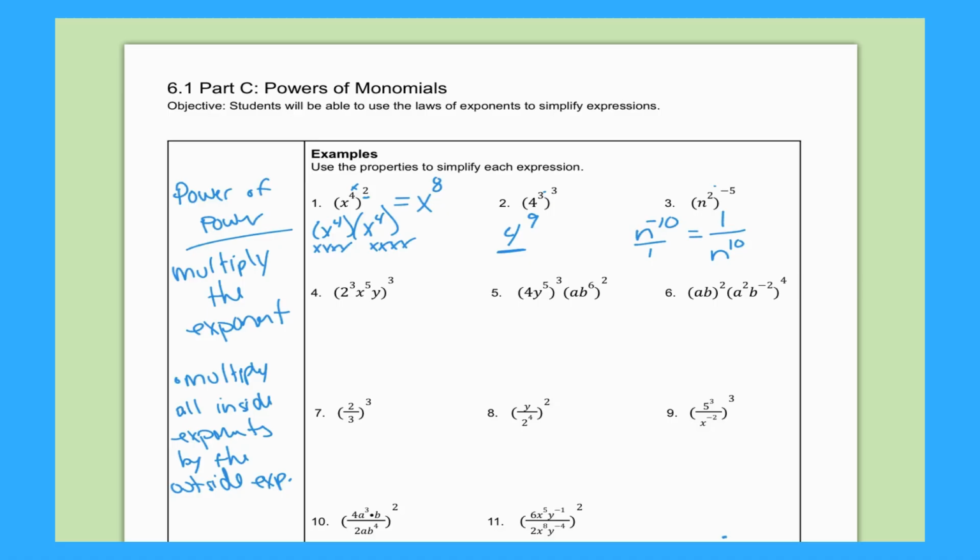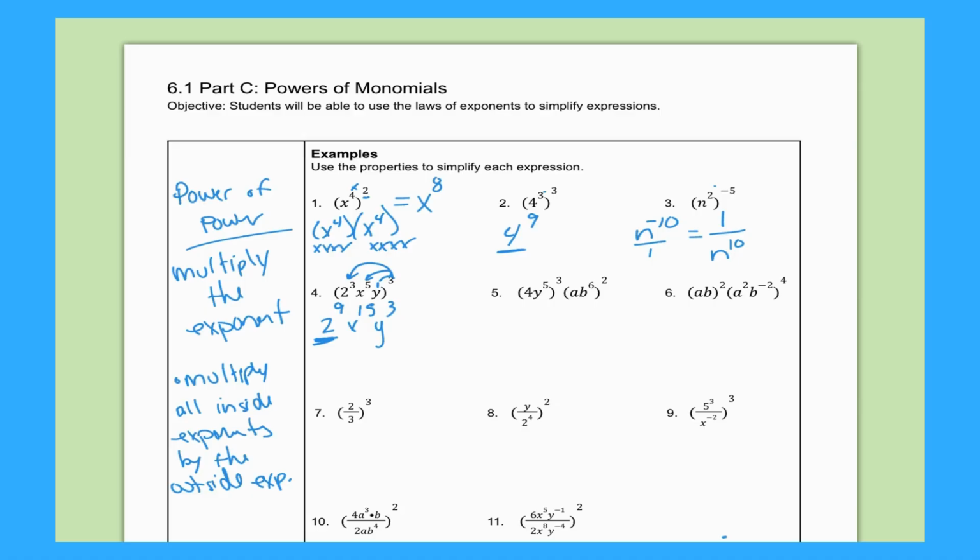What's tricky though is this y. It looks like that y doesn't have an exponent, but it has that hidden 1. So we don't want to forget to multiply that. So I'm going to multiply 3 times a 3. That's going to become 2 to the 9. And then 3 times a 5 is going to become x to the 15. And 3 times that hidden 1 is going to be y to the 3rd. And again, on a quiz or test, we would actually want to do 2 to the 9th power and figure out what that is. But for right now, we're just going to leave it like this.